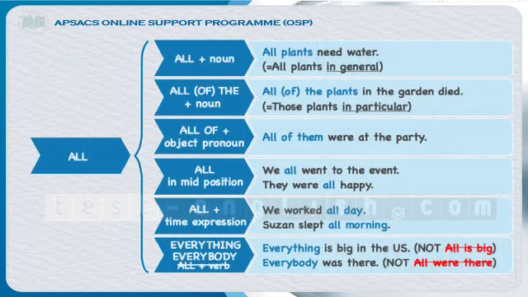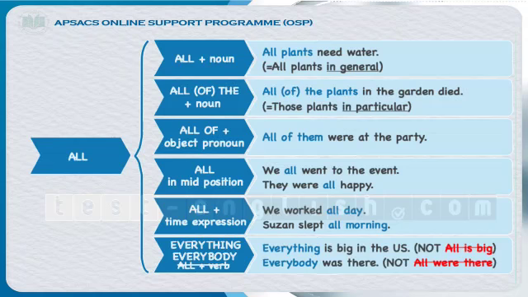Let's start with all. When all is used with a noun, that is, all plants need water, we mean all plants in general. But if we are using all with of, we will also use the. For example, all of the plants in the garden died. Here we are talking about plants in particular. When all of is used with object pronouns, we will use it like this in our sentence. That is, all of them were at the party, or all of us were at the party. That can also be used.